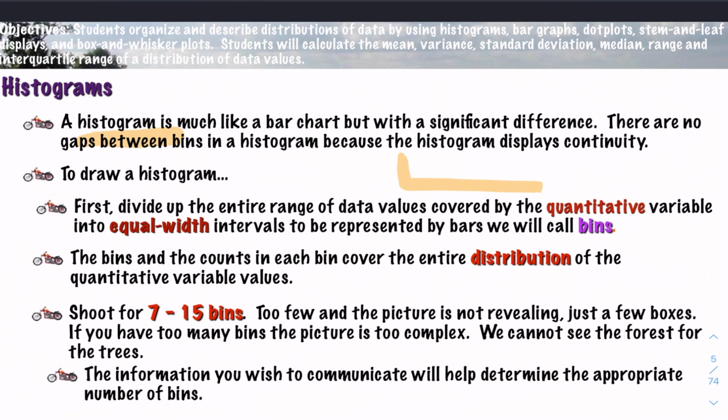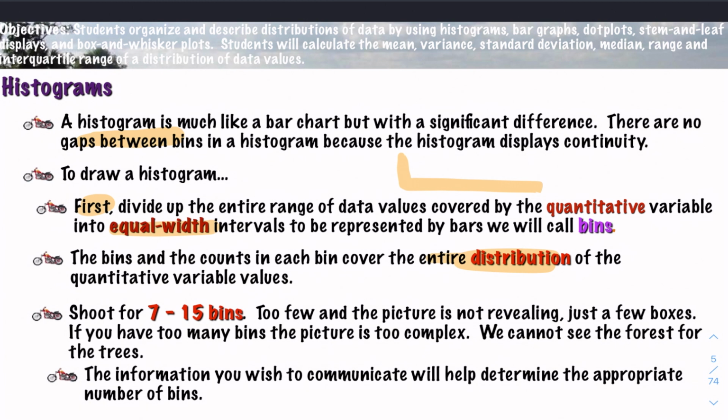gaps are there to separate different categories. So to draw a histogram, first, we divide the entire range of data values covered by the quantitative variable into equal width intervals to be represented by bars, which we will call bins. The bins and the counts in each bin cover the entire distribution of the quantitative variable values.